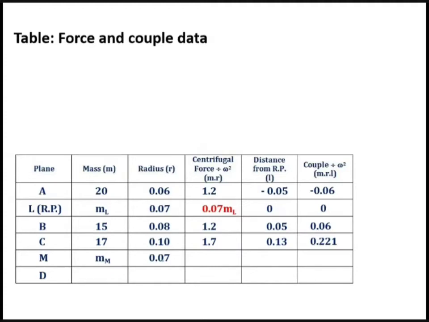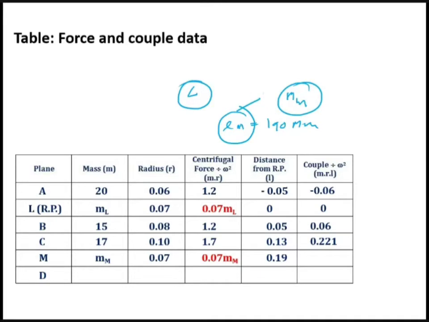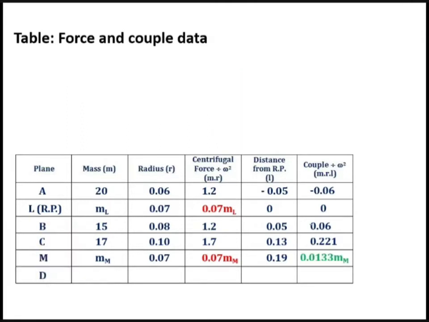Similarly, mass mm is unknown. Keep as it is. Distance is the same, 0.07. So this will again become 0.07 mm, unknown again. Distance is 0.19. That is Lm. Lm is equal to 190 mm. Always take the distance from the reference plane. The plane in which mass mm is rotating, the distance between the plane N and the reference plane L, is nothing but 190 mm. Okay. Next, after calculating, I am getting 0.013 mm.